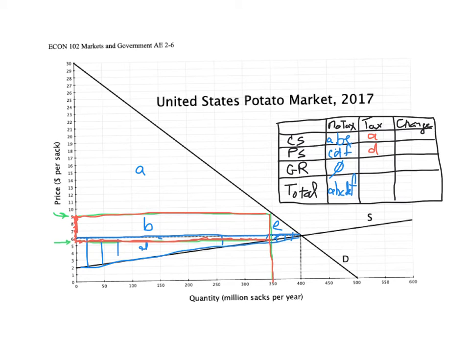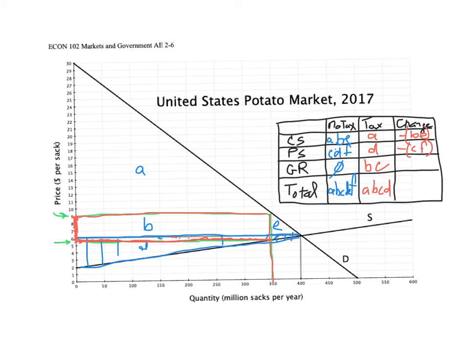The total government revenue is the area of this rectangle, the amount of tax per unit times the number of units sold. We get areas B and C. Remember this little skinny area was area C. All right, and we total them up, A, B, C, D. Notice that buyers of potatoes lose. They lose areas B, E. Sellers of potatoes lose. They lose areas C, F.